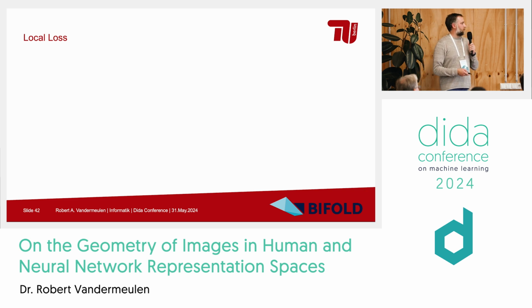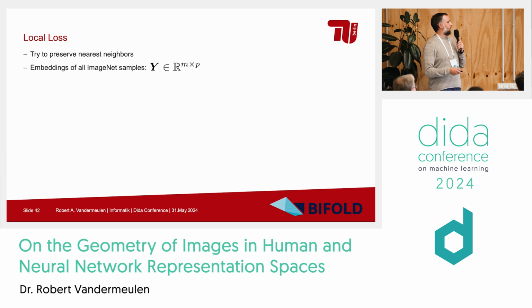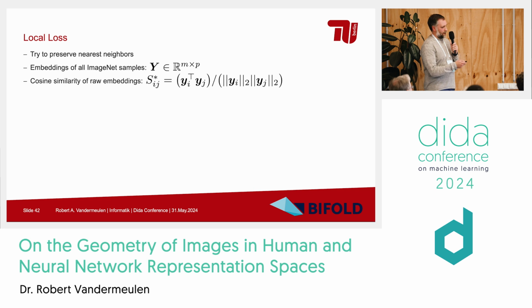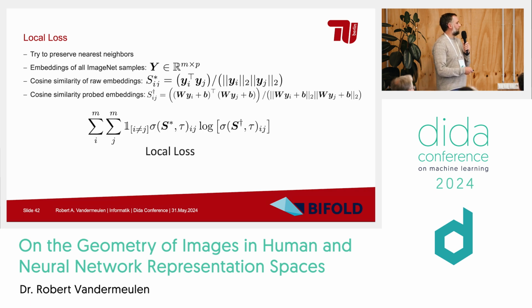Okay, we also introduce a local loss where it tries to preserve nearest neighbors. We can imagine you have a network. We run the embeddings of all ImageNet samples through it and put them into this data matrix. And we can have a similarity matrix constructed via the cosine similarity of all these embeddings. Then we can consider the same thing with probed embeddings, so we have this other similarity matrix. What we want to do is basically keep these looking similar, and we do this via a cross entropy kind of loss.